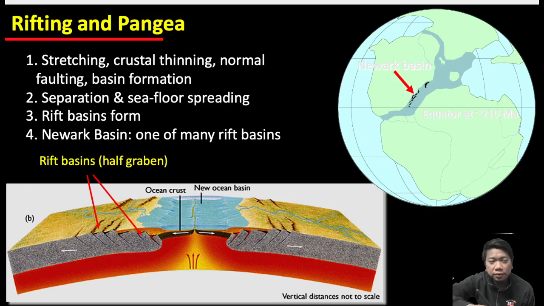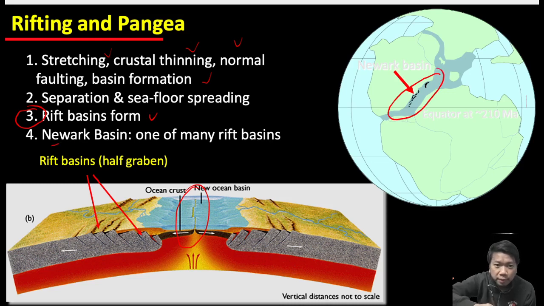So the processes during rifting of the Pangaea include stretching, crustal thinning, normal faulting, and basin formation that eventually led to the complete separation of the supercontinent, and create the mid-ocean ridge right in the middle. Of course, during the stretching and crustal thinning processes, the rift basins will form, and one of the rift basins that form along the eastern North American rift system right here is called the Newark Rift Basin, which is what we have here in New Jersey.